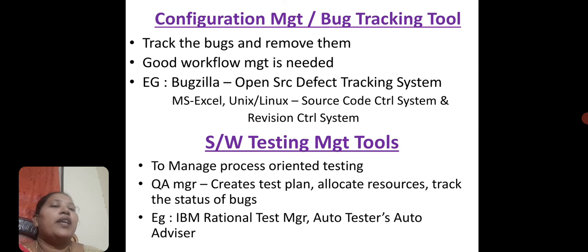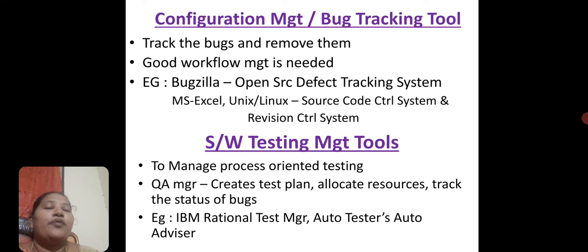From the name you can guess that it is used for managing the process oriented testing. For example, with the quality assurance manager, their role is to test the plan. First they have to create a plan, then write the test cases, then allocate resources to carry out those test plans, and then they will track the status of the bugs according to the report that is generated after finishing that particular testing period. Apart from that, this automated tool will be performing all these actions.